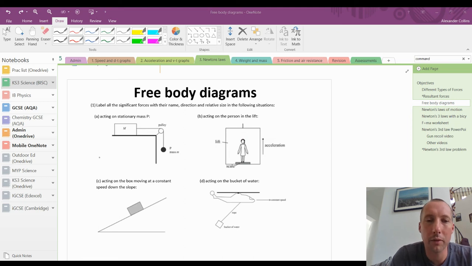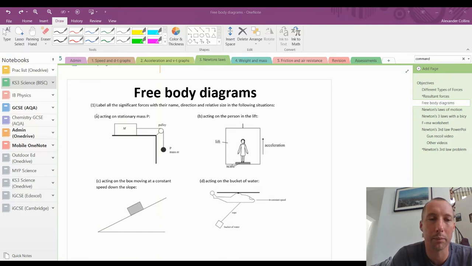Okay, I can see that some of you have had some problems with the free body diagram sheet. So on these sheets, I wanted you to label the forces that were acting on objects. Now, the first thing you need to make sure is that you're reading the question and working out which object the forces are acting on.